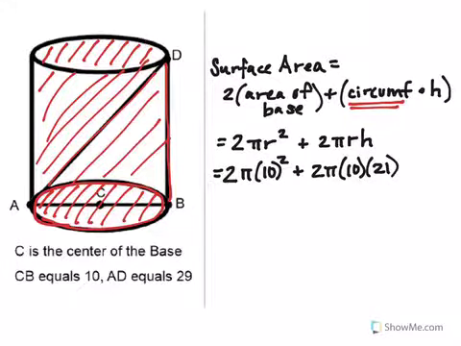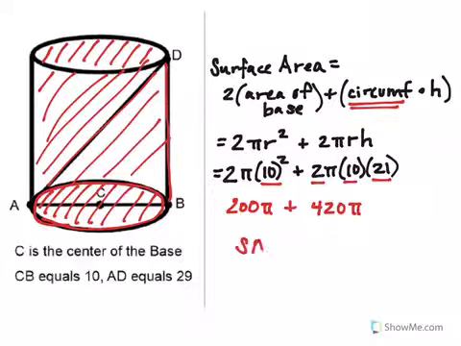So the area of the 2 bases is going to be, 10 squared is 100, times 2, so this would be 200 pi, plus 2 times 10 is 20 times 21, which is 420 pi. And then we just combine our like terms, so our surface area is going to be equal to 620 pi.